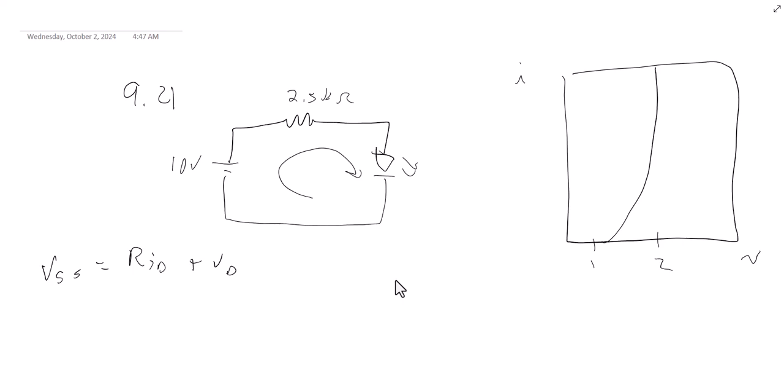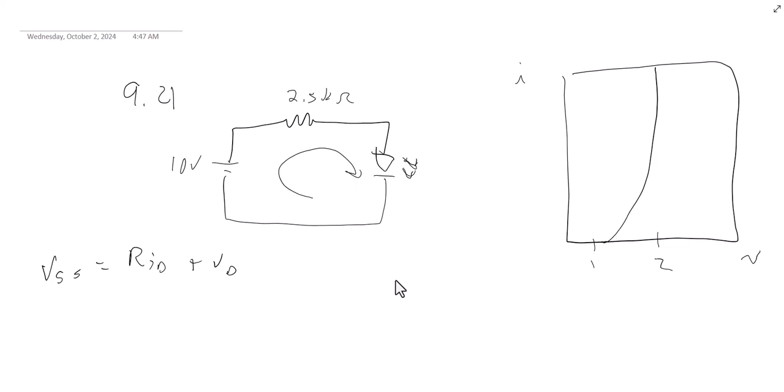Okay, here's 921. We have a light emitting diode. That's what these two little arrows are. And we have a circuit. We've got a 10 volt voltage source and a 2.5 kilo ohm resistor. We've got a characteristic curve that has more markings on it than this does, I just didn't draw them all in. And we're supposed to use this to find the operating point.